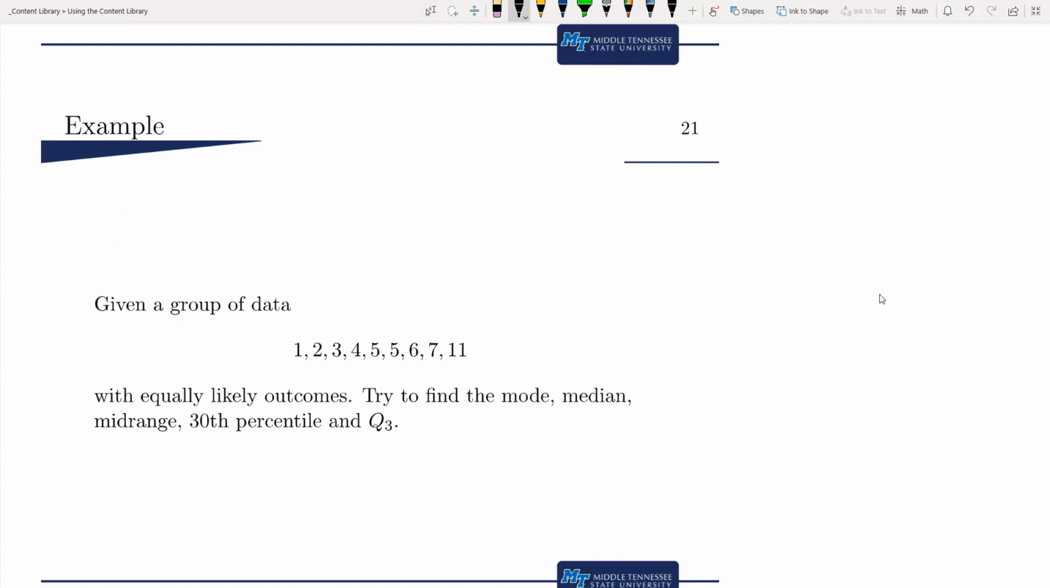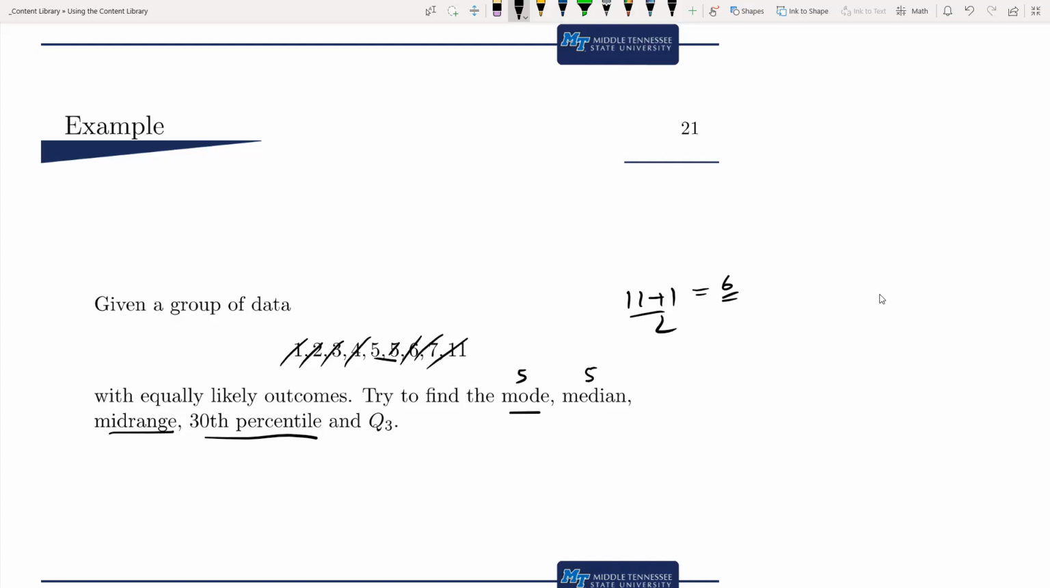Okay, so here you can find the mode. What's the mode and which one is the most frequent? You can see 5. Median, let's arrange in increasing order, so I can just find the middle value. That would be 5. Mid-range, max plus min divided by 2. So 11 plus 1 divided by 2, which is 6.